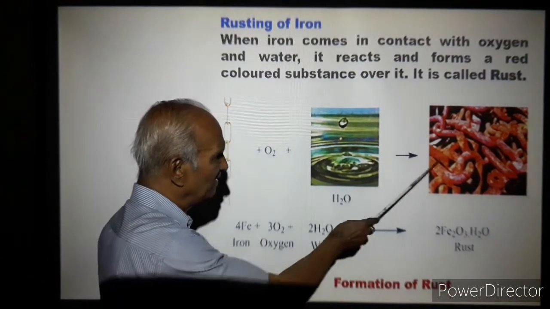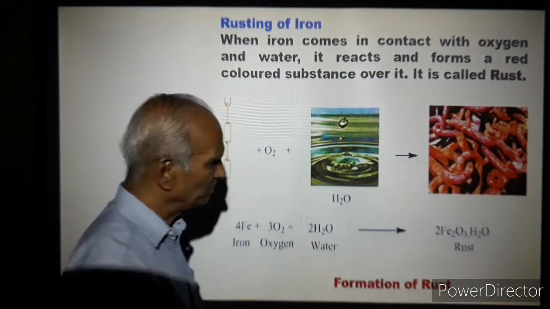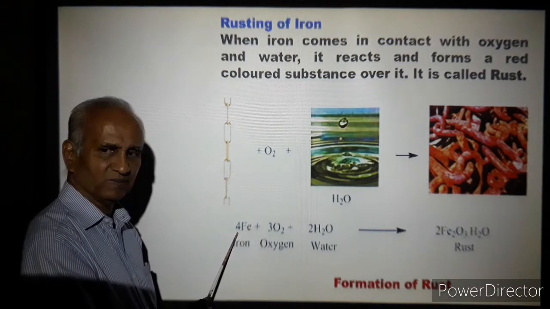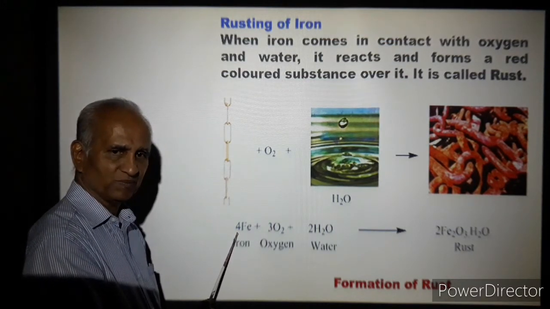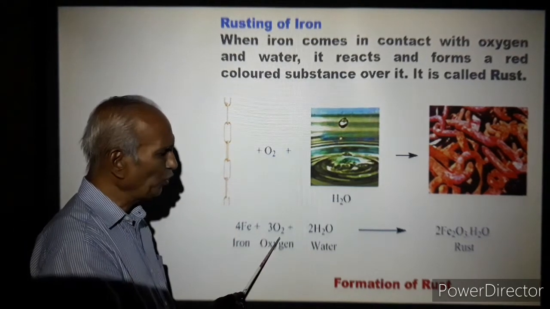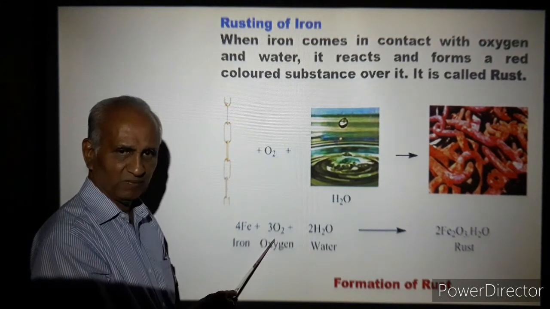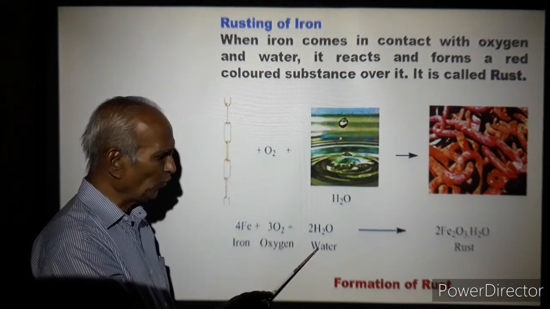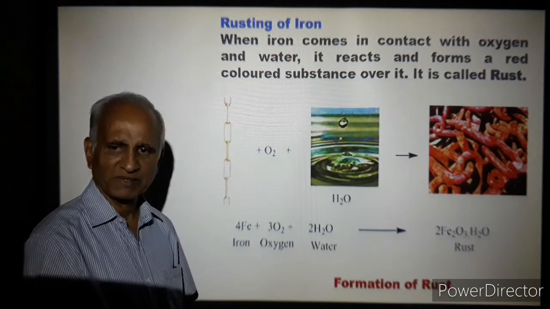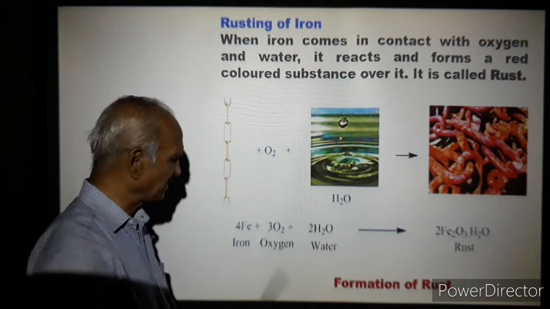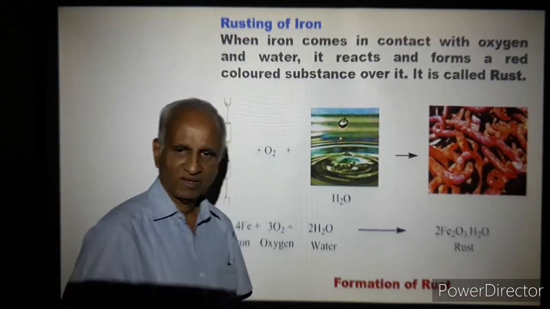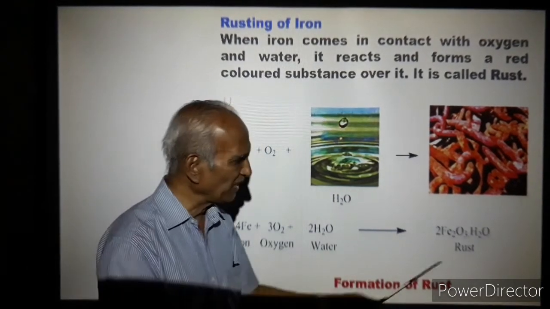See, the rust gets formed. 4Fe, Fe means iron. Fe is the molecular formula of iron. Plus 3O2, oxygen. Plus 2H2O, water. These are the three items, chemicals required for the reaction. Iron plus oxygen plus water gives you rust.